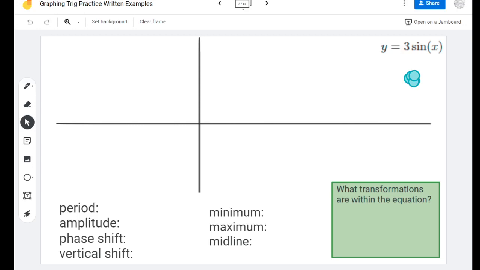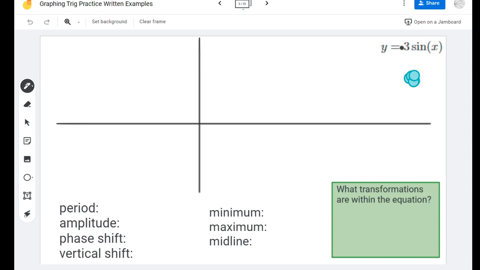In today's video, I am going to be covering additional practice for graphing trig functions. So when we're graphing trig functions, the first thing that we want to do is look for the transformations that happen within the trig function.